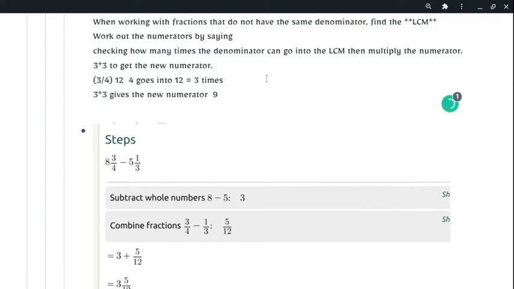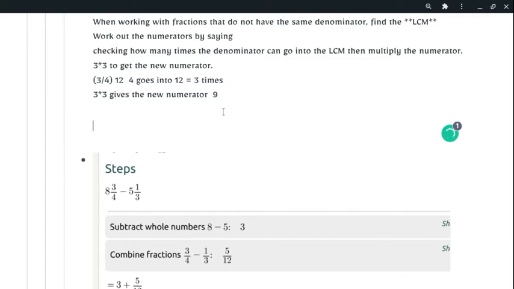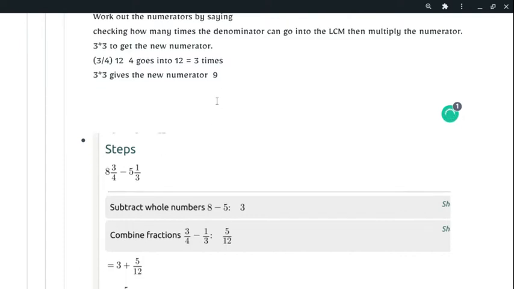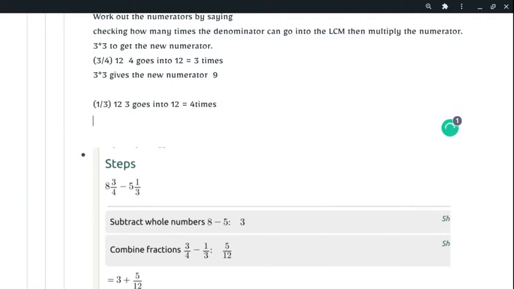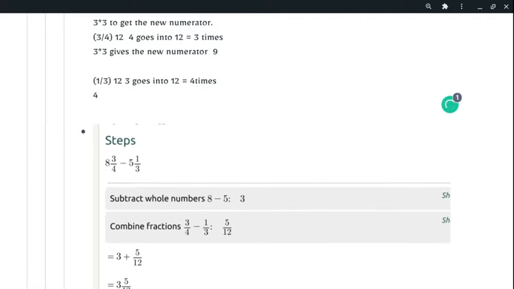Everybody understand? Let's do it for the next one now. 3 into 12 goes how many times? 4 times. So we're gonna say now 1 divided by 3, which has a LCM of 12. 3 goes into 12 4 times. So therefore, 4 times 1 gives us 4 as the new numerator.